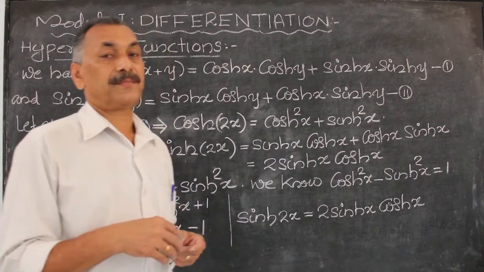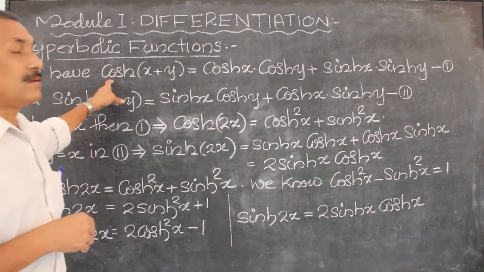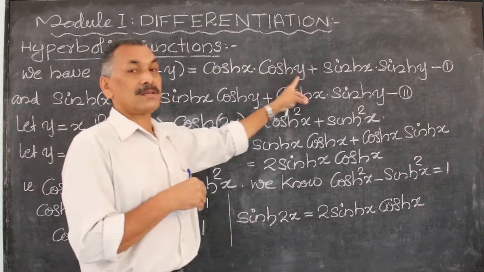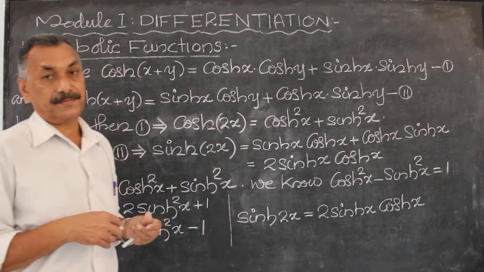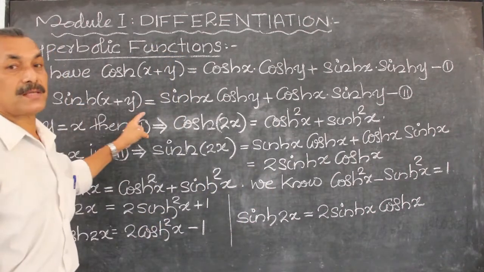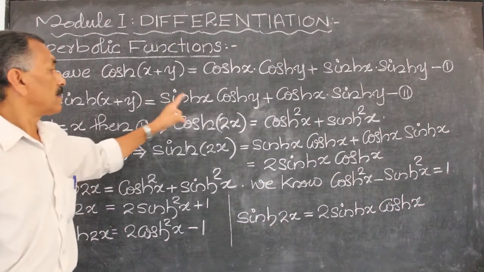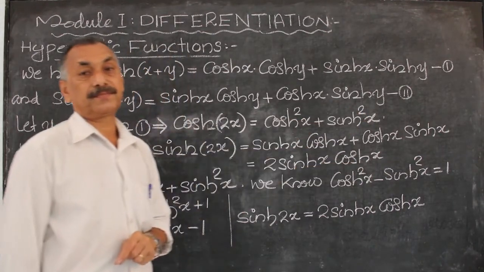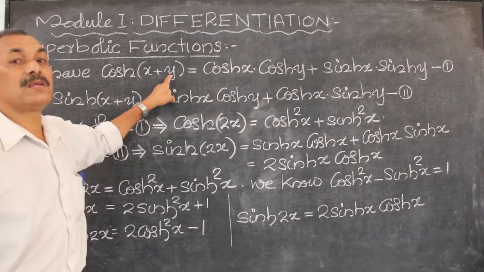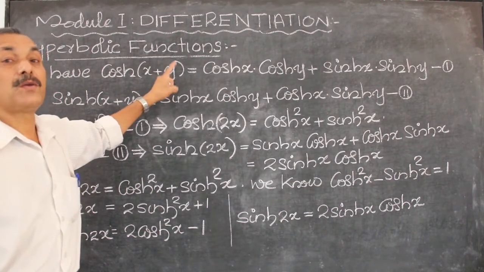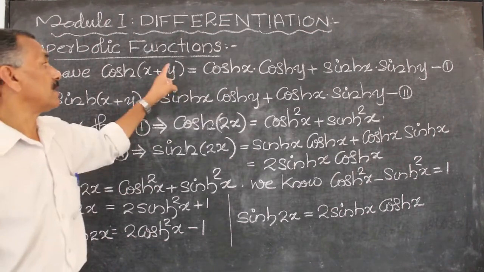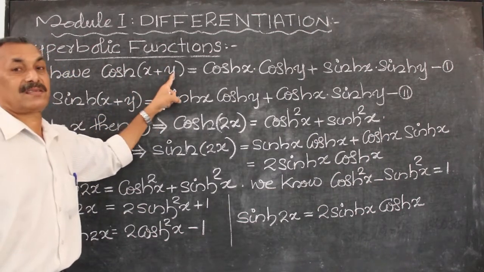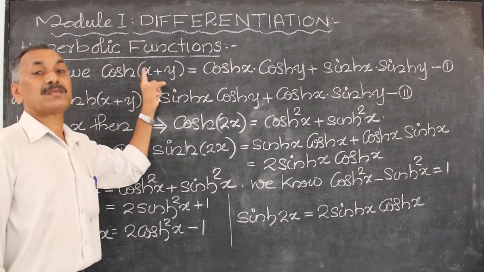For 2x, 3x, etc., we have cosh(x+y) is equal to cosh x cosh y plus sinh x sinh y. Similarly, sinh(x+y) is equal to sinh x cosh y plus cosh x sinh y. In this result, put y equal to x. If y is equal to x, then this becomes cosh(x+x), that is, cosh 2x.